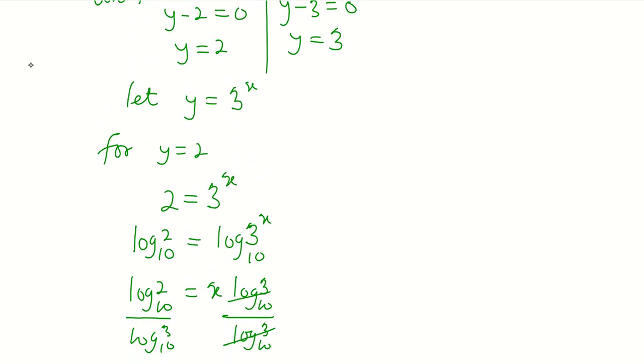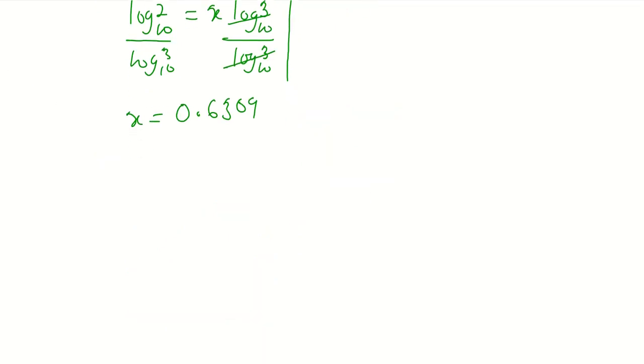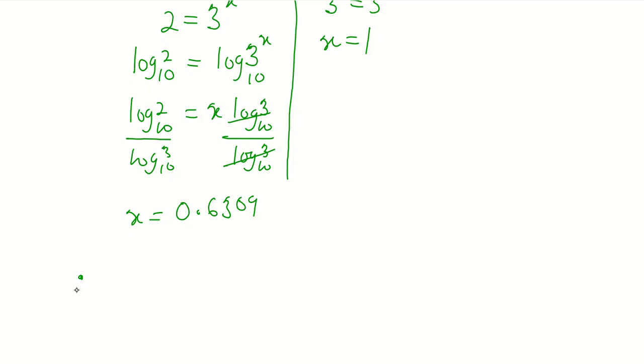Now let's try and find the value of x with respect to the other root of the equation. So that is for y equal to 3, then we can say that 3 is equal to 3 exponent x. Now we can see that 3 has an exponent of 1, which means since the bases are the same, x is equal to 1. So therefore we can say that x is equal to 0.6309, or x is equal to 1.